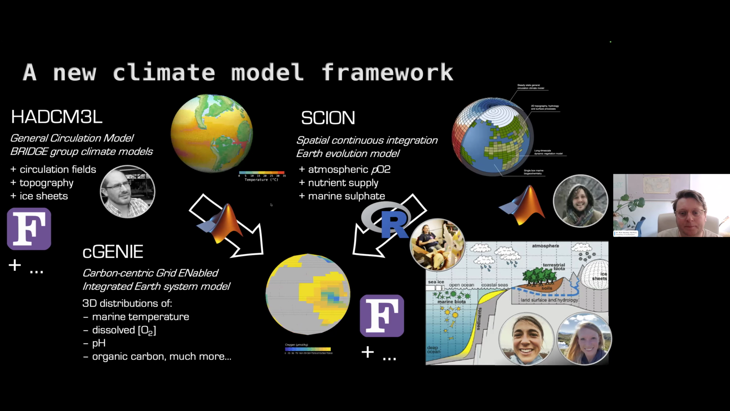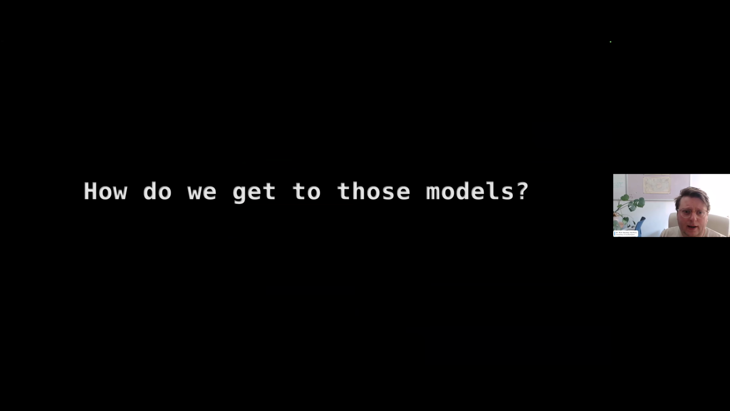We then need offline pipelines that essentially translate these outputs into something we can use. That happens either through MATLAB using functions developed by Andy Ridgwell, or in the case of translating Scion outputs and some other things, using R pipelines that I've developed, some of which we'll talk about in a second. So how do we actually get to those models?